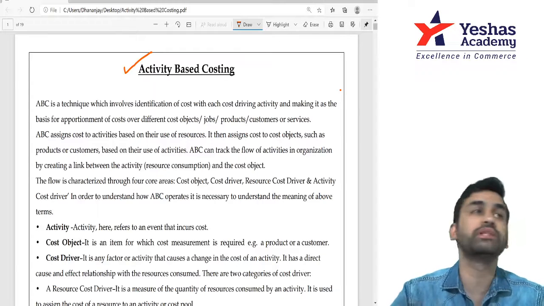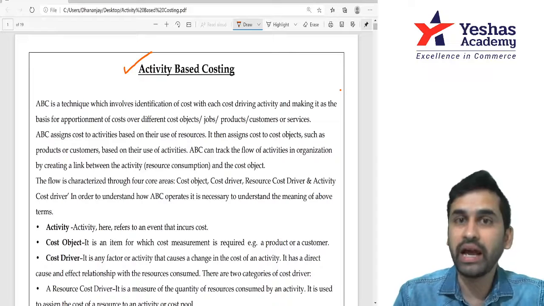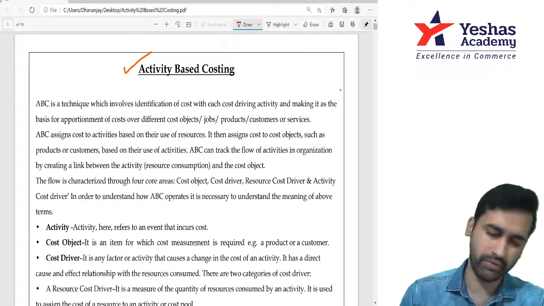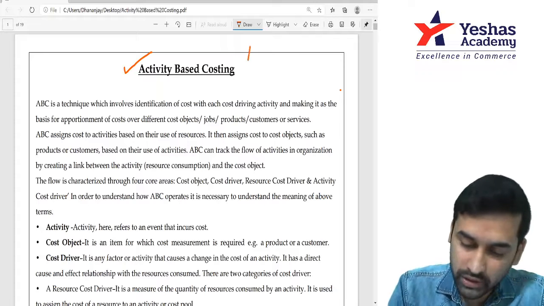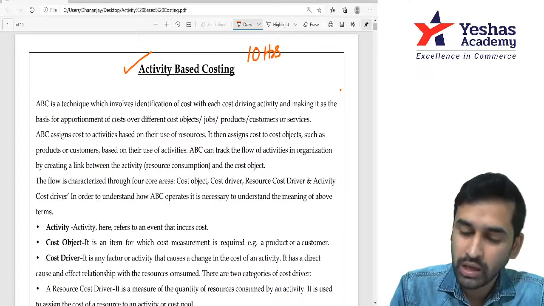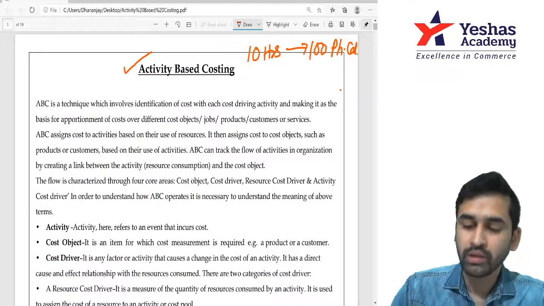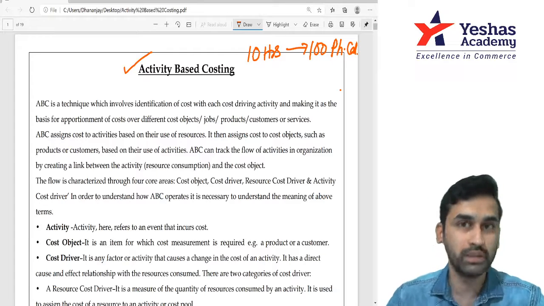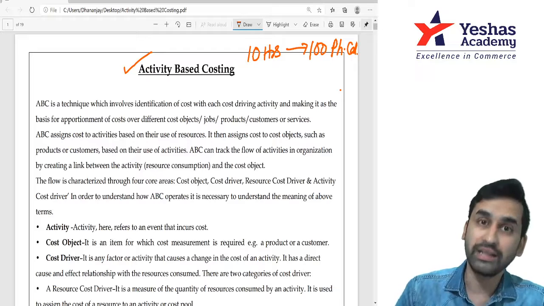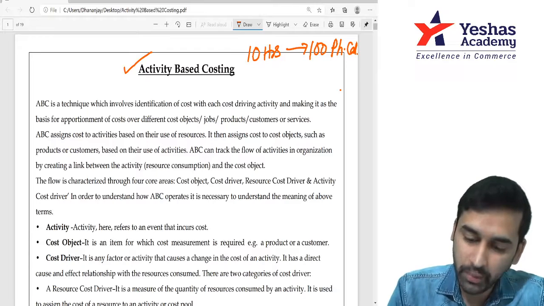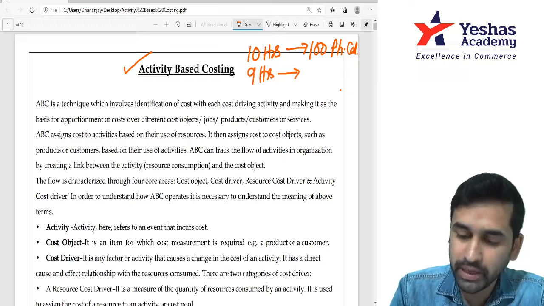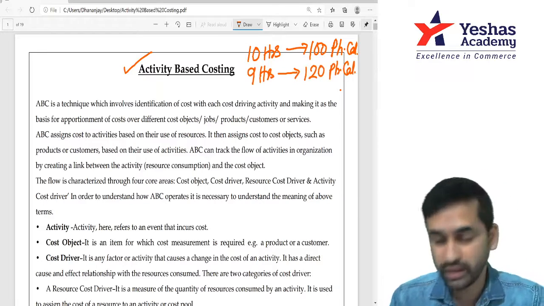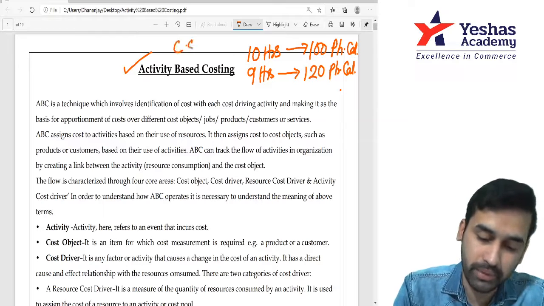Now sir, what is the difference between time and activity? Very simple. This you know very well. I work for 10 hours. I make 100 phone calls. This is me, one employee. Another employee, my colleague, works for 9 hours and makes 120 phone calls. Now suppose both of us are working in customer service department.